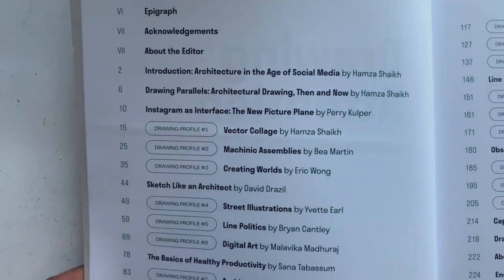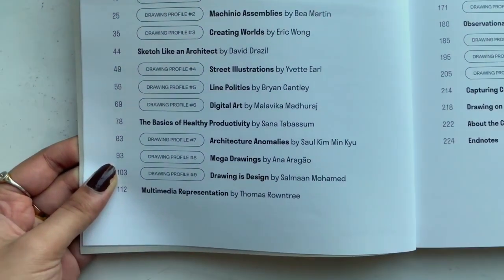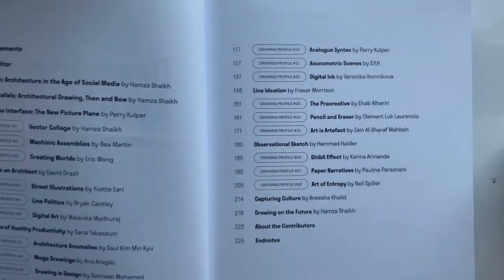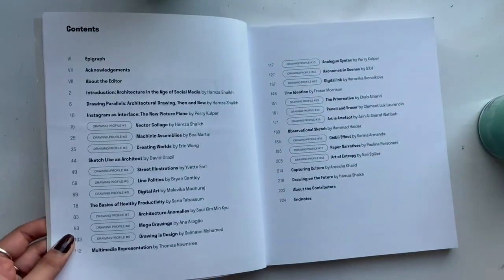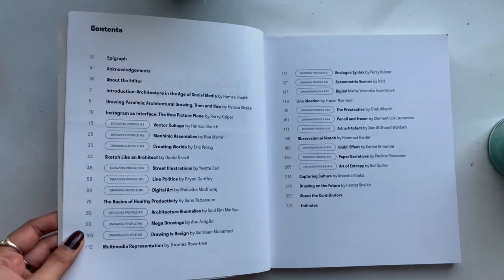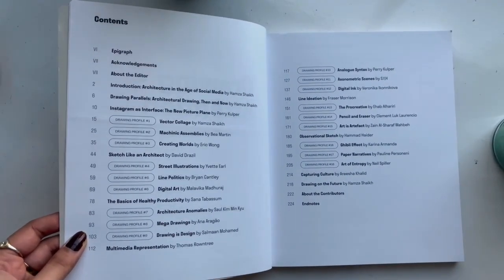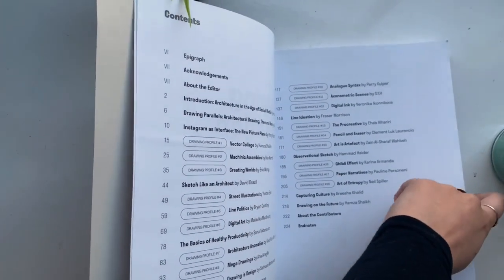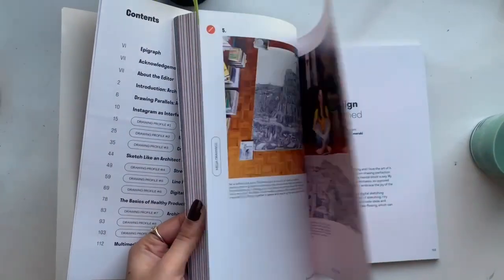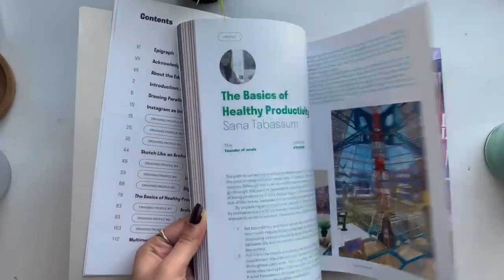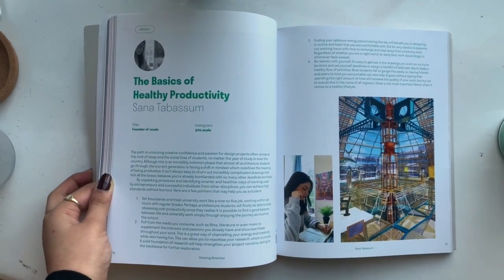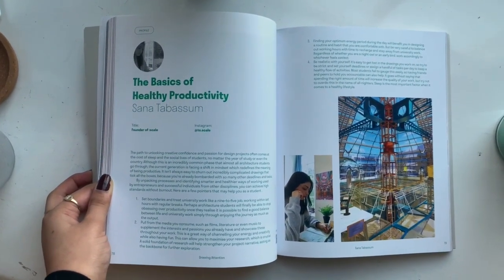All these drawing profiles are also broken up by sub-chapters that are addressing the larger architecture community and providing tips. And the great thing about this book is that I think it's such a key tool for architecture students in particular, because it's going to help you understand how these amazing visuals and drawings have come about, from the concept to materials, software, and so on. So if you haven't checked it out already, please do. This is my chapter, and I'll be talking more about that in a second.